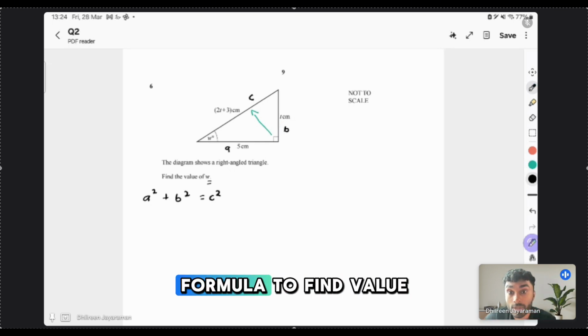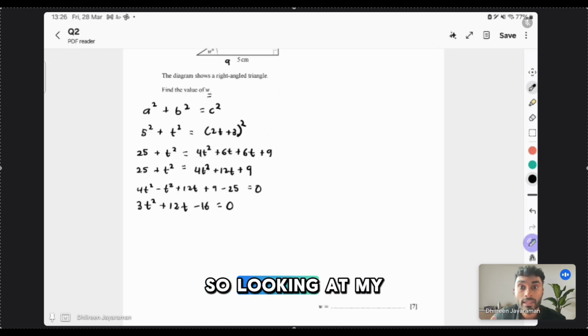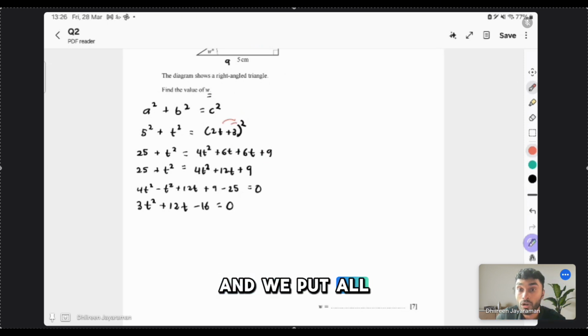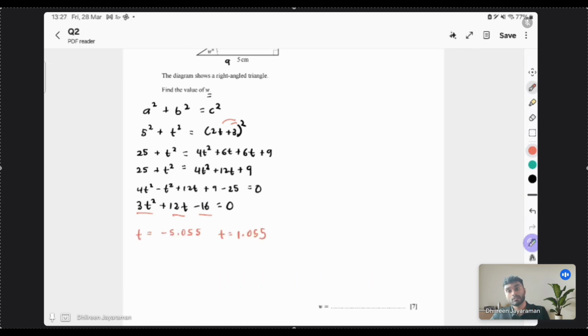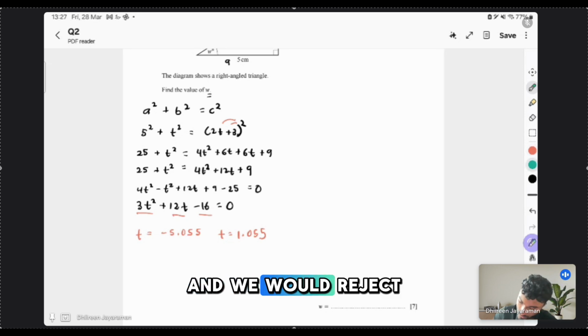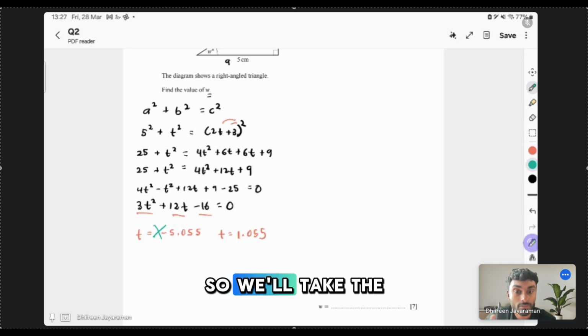So let's use the formula to find the value of t. Looking at my working, firstly, when we expand this bracket and put all of the like terms together, we will get 3t squared plus 12t minus 16 equals 0. So putting this into your calculator, you'll get two t values, and we would reject the negative value because a length can't be negative. So we'll take the positive value as our t value.